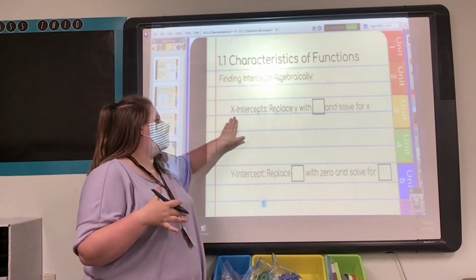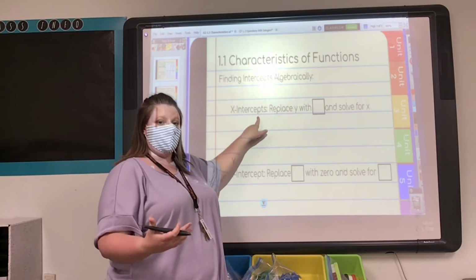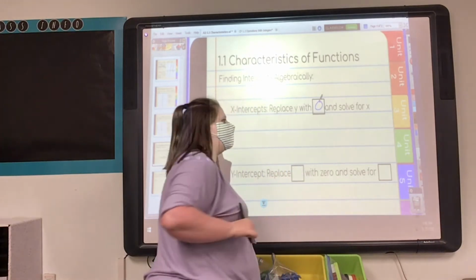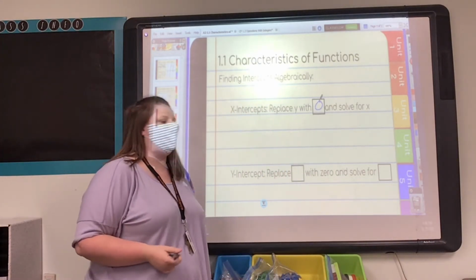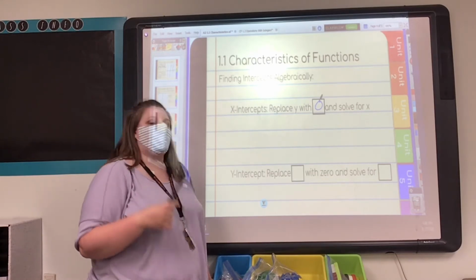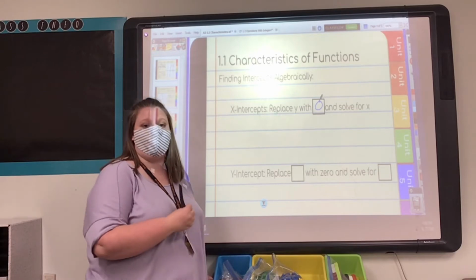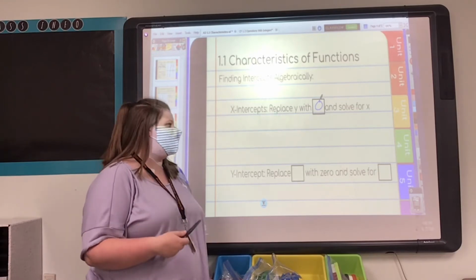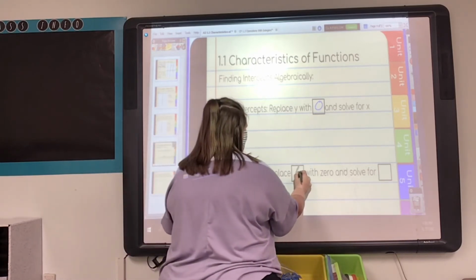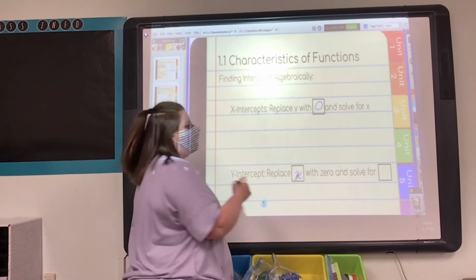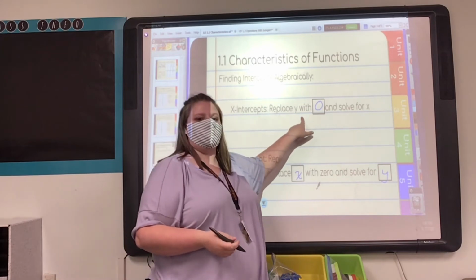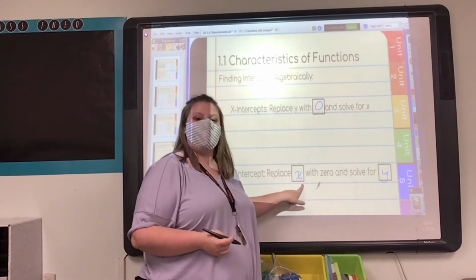But to begin with our rule, to find the x-intercept algebraically, we're going to replace y with 0. And then we're going to solve for x. And the reason why we do that is because, like I said earlier, at the x-intercept, the y-coordinate is always 0. So when we have an equation, we can replace y with 0. Then to find the y-intercept, we're going to replace x with 0 and then solve for y. So we do the opposite. For the x-intercept, we replace y with 0. For the y-intercept, we replace x with 0.